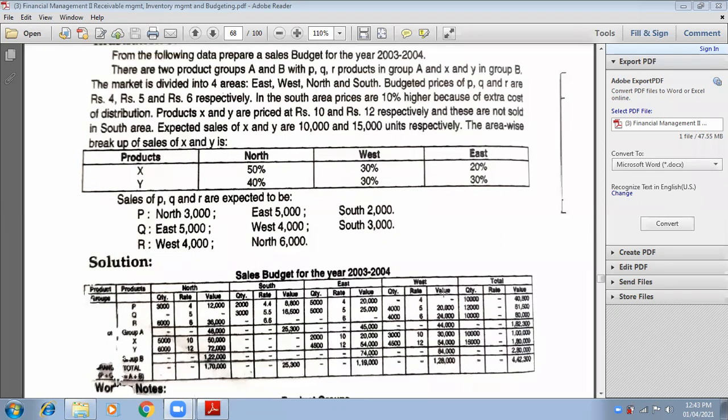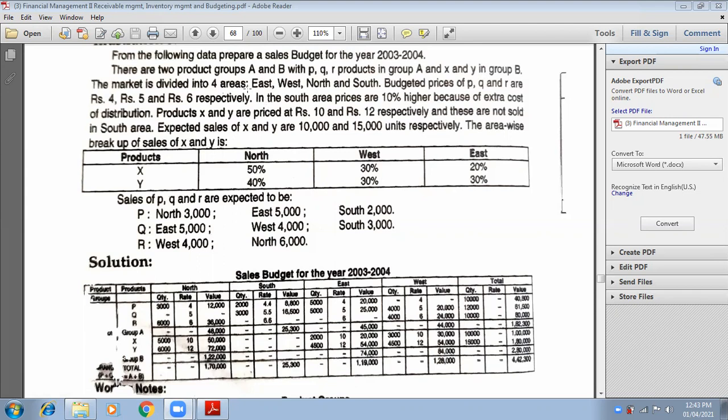Now come to the total. Sorry, south. Come to the column of south. How many units of product P are sold in south? Come on, tell me quickly. I am moving my cursor there. You just need to answer me. 2,000. That means in the south area, product P is sold 2000 units. Write down 2000. Now wait.